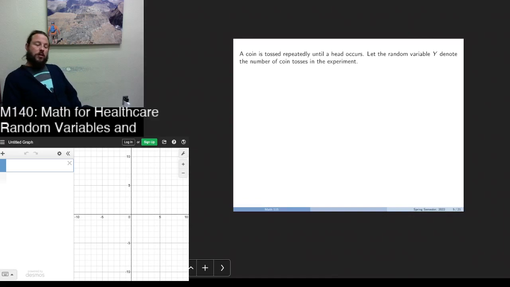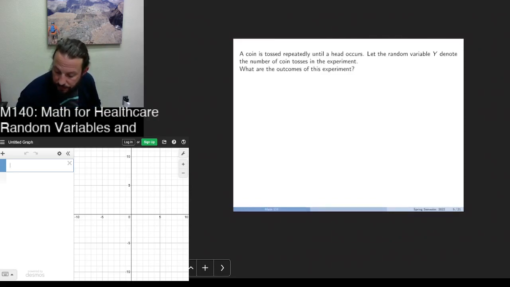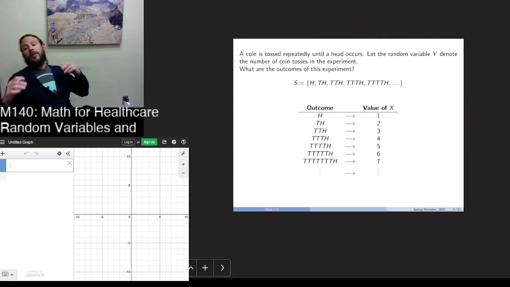Let's see a different kind that's not binomial. And here, let the random variable y denote the number of coin tosses in the experiment until a head occurs. Well, the outcomes look like that, so the values of y keep on going. There's no stop to it. It keeps on going forever. We say that we don't have fixed trials, and that's what makes it not binomial. And we actually call this geometric.